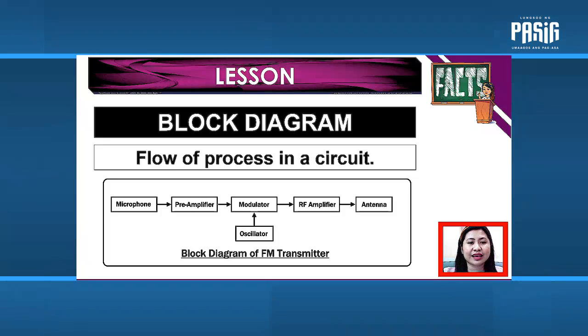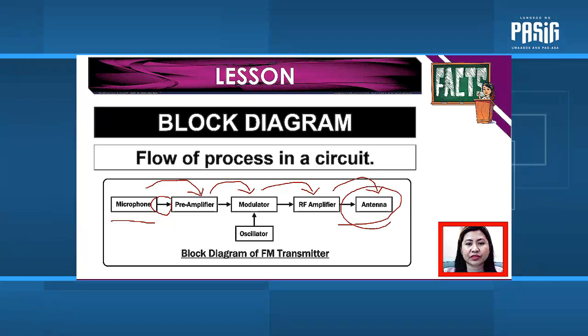As you can see, the process begins with the microphone, so it is the first component on the first box. Then you can see here an arrow going to the preamplifier, from the preamplifier to the modulator to RF amplifier, and the last box is the antenna. So meaning to say the last box here is where the process ends.